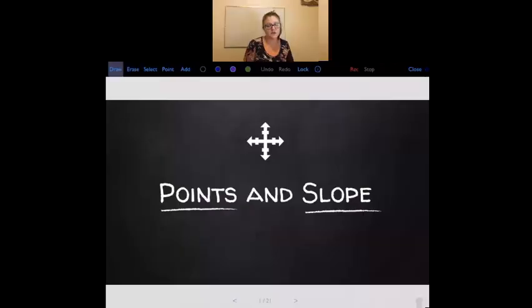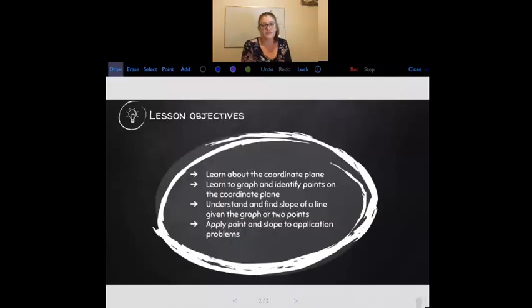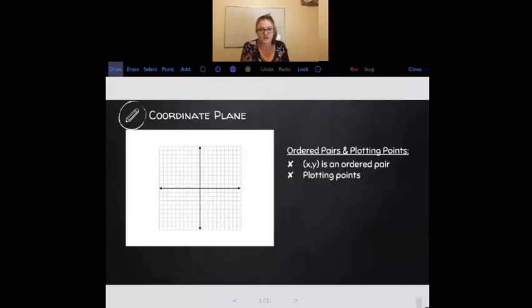In this lesson, we're going to go over point and slope. Specifically, we'll learn first about the coordinate plane. We'll learn to identify and graph points on the coordinate plane. We'll understand and find slope of a line, and we'll apply point and slope to application problems. So first thing is the coordinate plane.